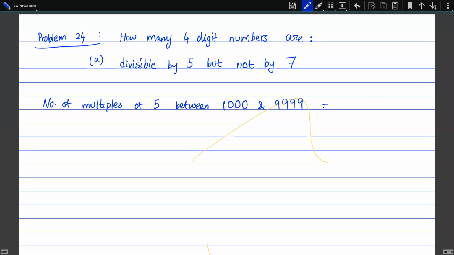So the number of multiples of 5 is, well, let's see, you must look at how many multiples there are between 1 and 9999, and subtract from that the number of multiples between 1 and 999. Okay, so what's the answer? It's this minus 1000 by 5. Well, that's not going to be an integer, so I should take the integer part of this. Is that all right?